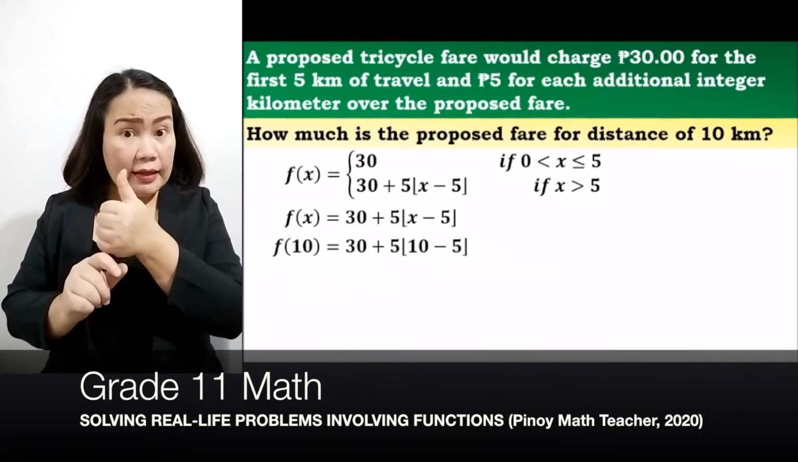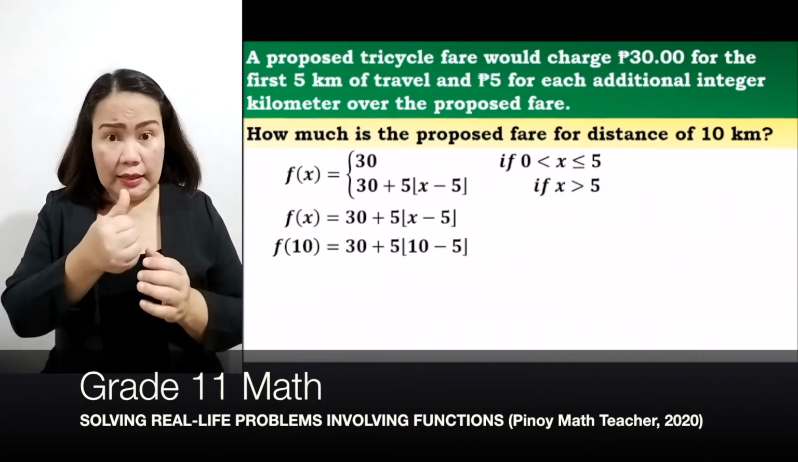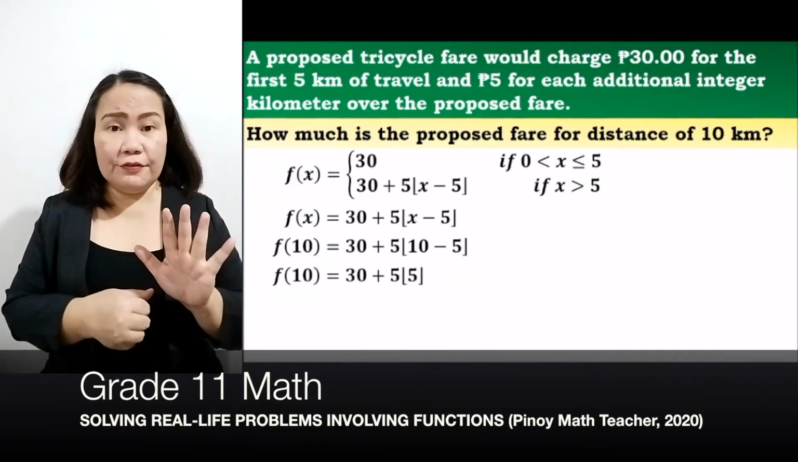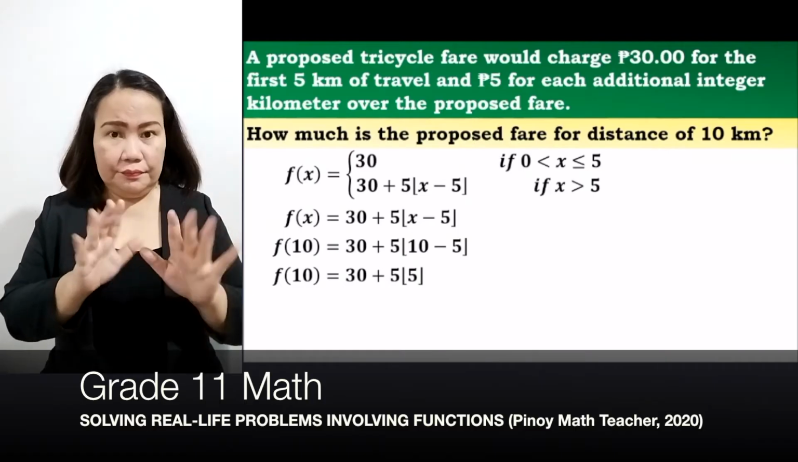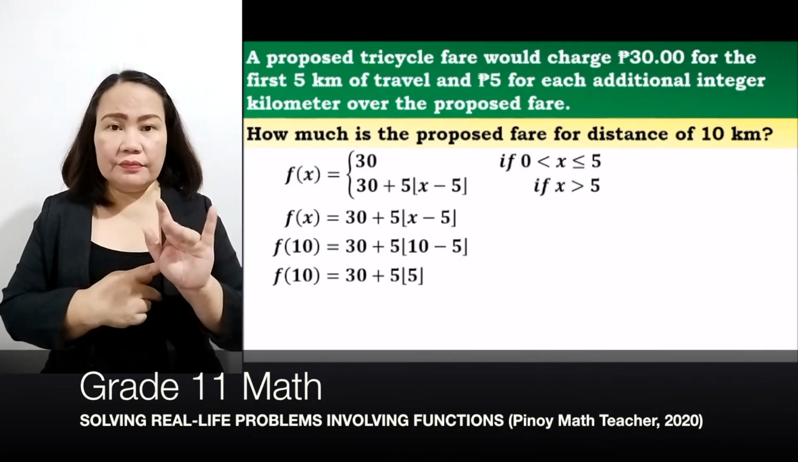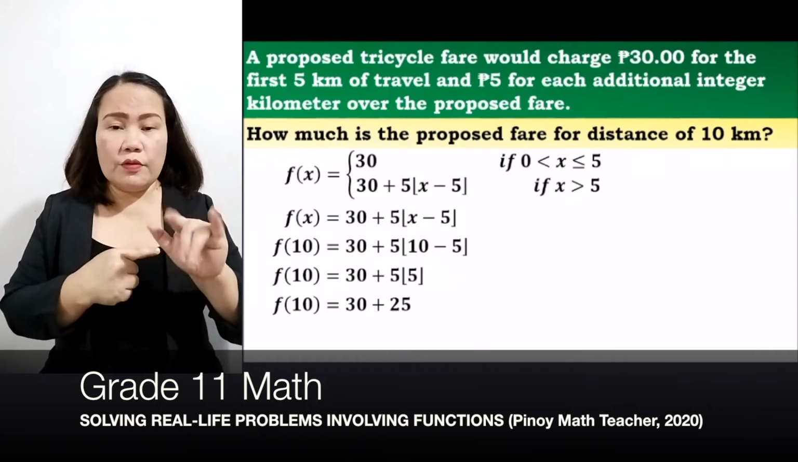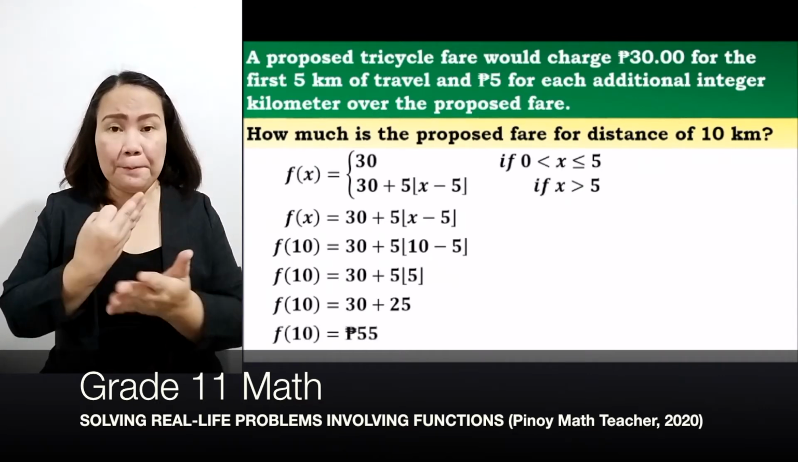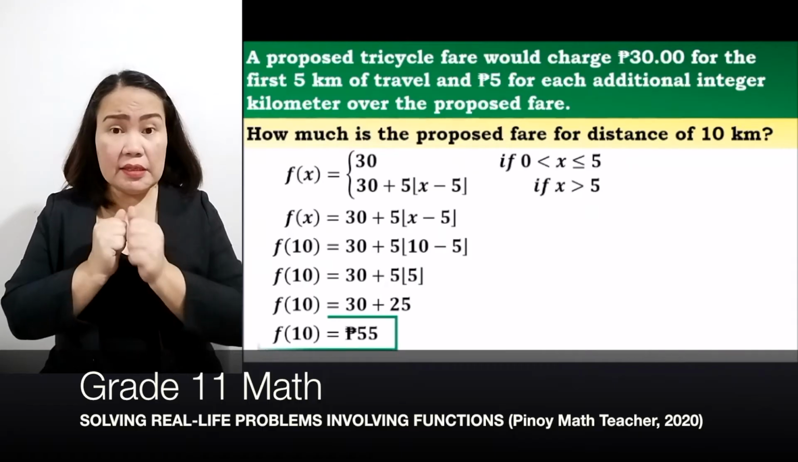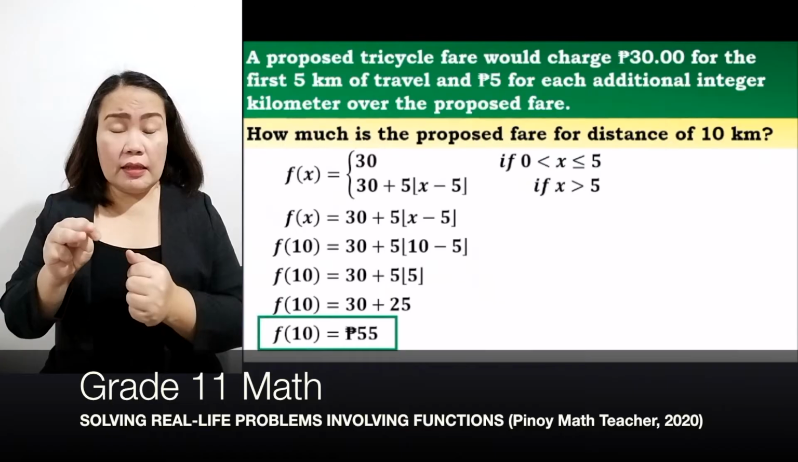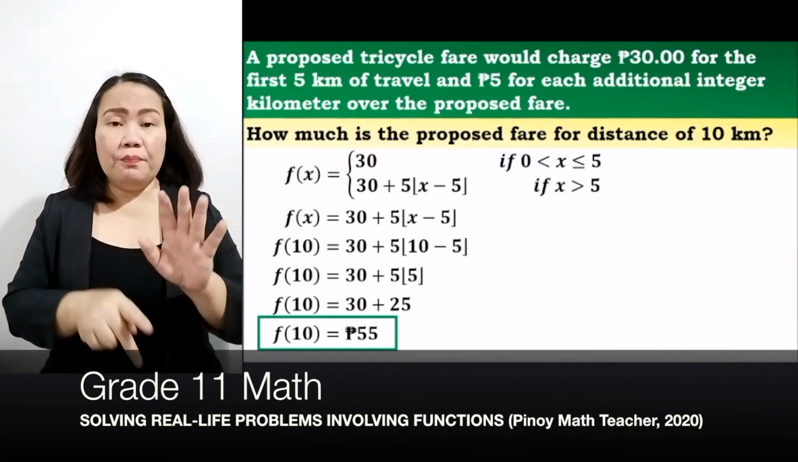Okay, so kuhanin natin yung difference ng 10 at 5. So that is 5. Next, kuhanin natin yung product ng 5 at ng 5, that is 25. And last, 30 plus 25 is 55 pesos. Ibig sabihin, sa 10 kilometers, ang babayaran ng pasahero ay 55 pesos.